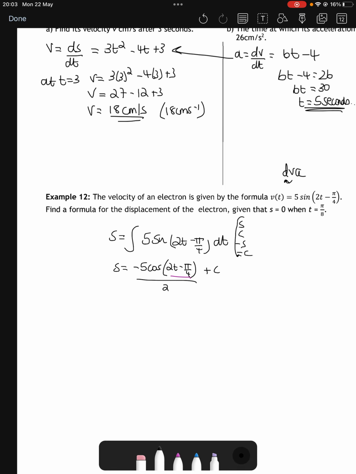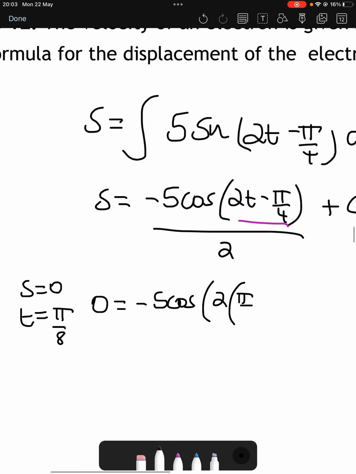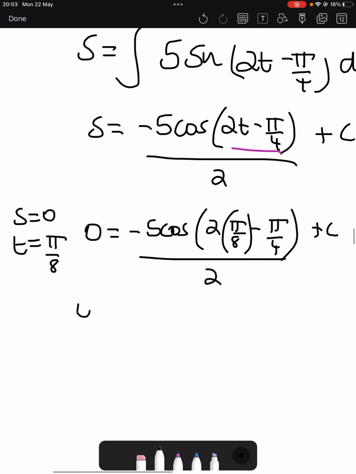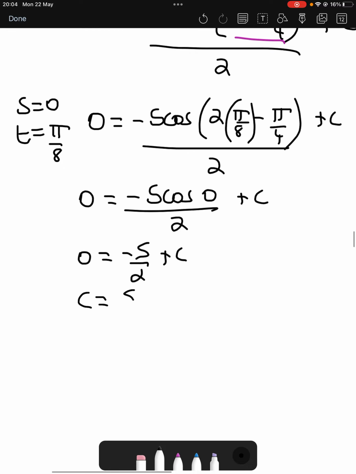Right, what do we know? We know that s is 0 and t is pi over 8. So let's chuck that in. 0 equals negative 5 cos of 2 times pi over 8 minus pi over 4, over 2, plus c. 0 equals negative 5 cos. Now, 2 times pi over 8 is pi over 4, minus pi over 4, that's going to give you 0. Cos of 0 is 1. So c is in fact 5 over 2.